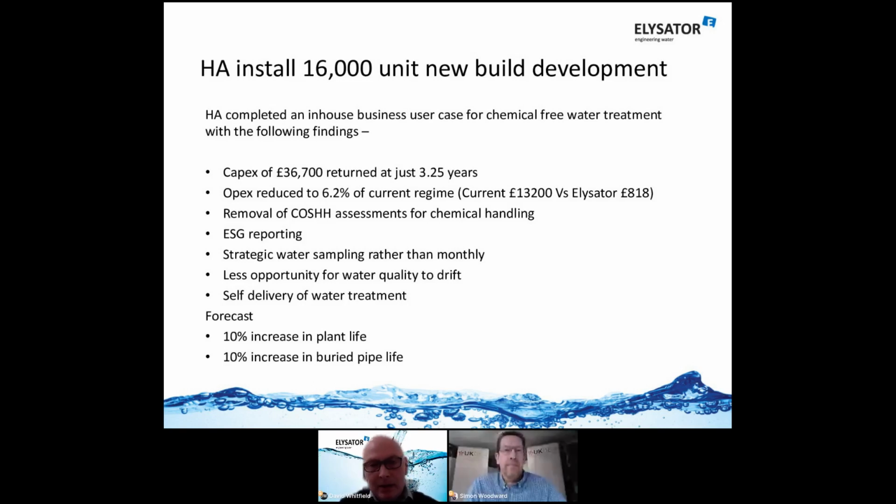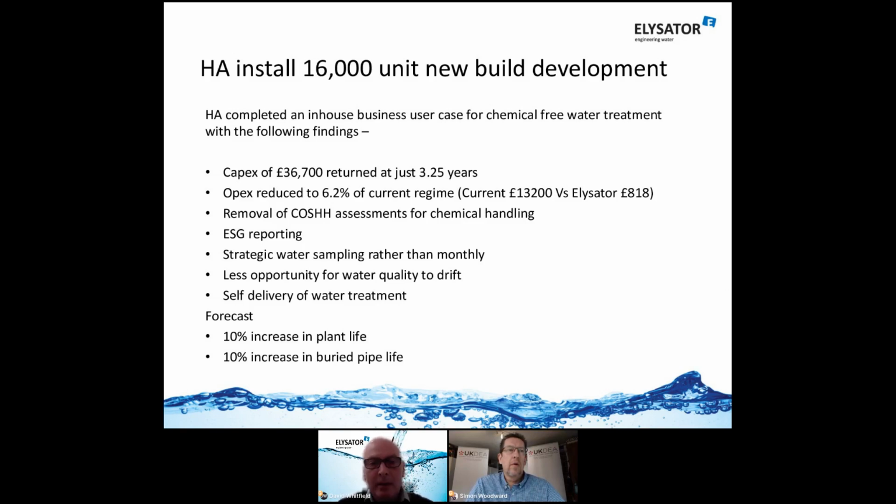HA install of a 16,000 new build development. This was Barking Riverside, and the engineering graduate for L&Q calculated the investment into LSATA compared with their existing costs, and a return just over 3 years. And this was because it's being retrofitted to an existing scheme, so it didn't go in at the outset. When it goes in at the outset, we believe we're cost neutral.